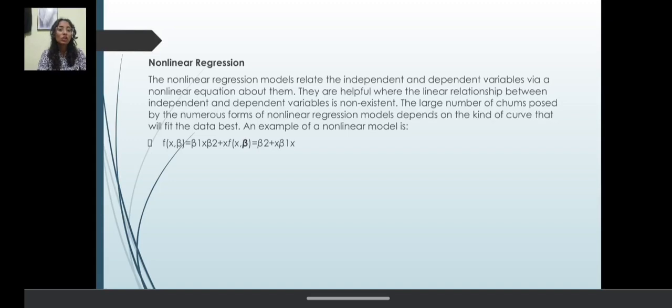Nonlinear regression. Nonlinear regression models relate the independent and dependent variables via a nonlinear equation. They are helpful where the linear relationship between independent and dependent variables is non-existent. The large number of forms of nonlinear regression models depends on the kind of curve that will fit the data best. An example of a nonlinear model is f of x comma beta is equal to beta 1 into beta 2 plus x, or f of x comma beta is equal to beta 2 plus beta 1 x.